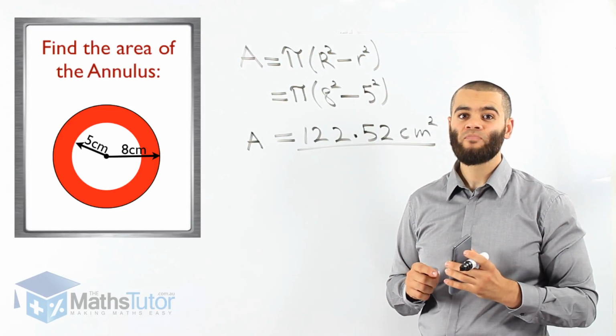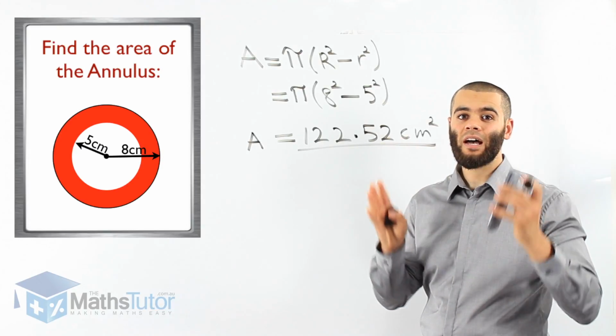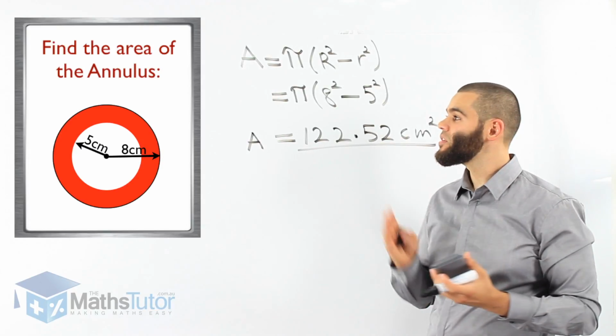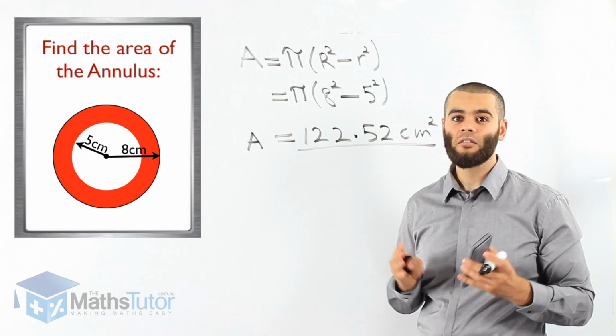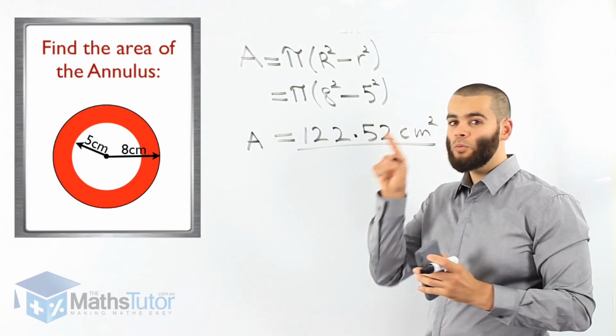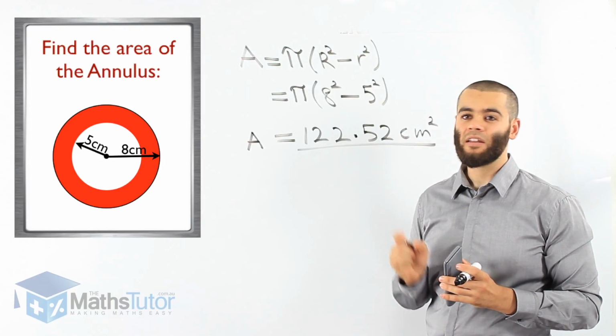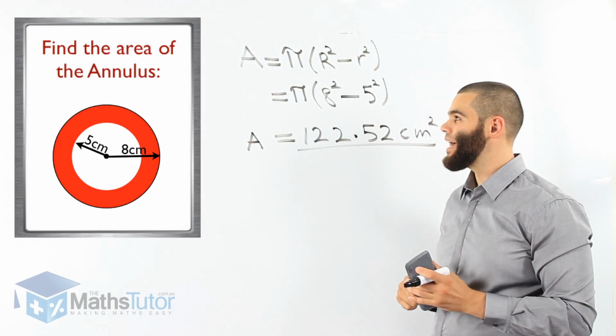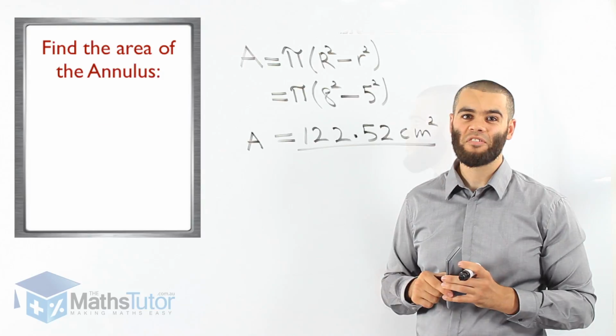That is the formula pi, open bracket, capital R squared, take away little r squared. The capital R is the radii for the large circle, take away the radii for the small circle, because in fact, like we said, it's a large circle, take away the hole, which is that small circle inside. That is the area of the annulus. Let's do two more examples.